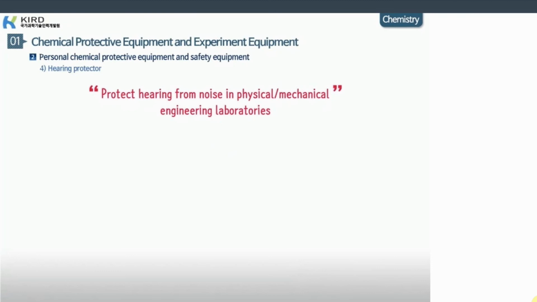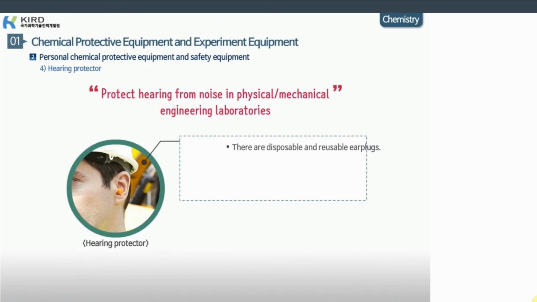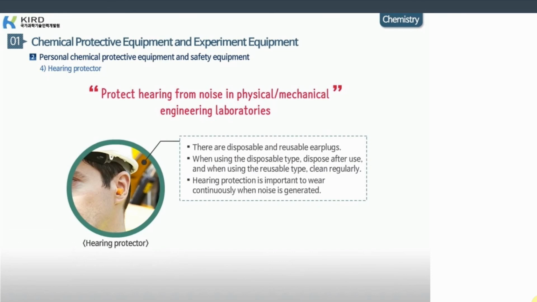A hearing protector is to protect hearing from noise in physical and mechanical engineering laboratories. There are disposable and reusable earplugs. When using the disposable type, dispose after use, and when using the reusable type, clean regularly. Hearing protection is important to wear continuously when noise is generated.